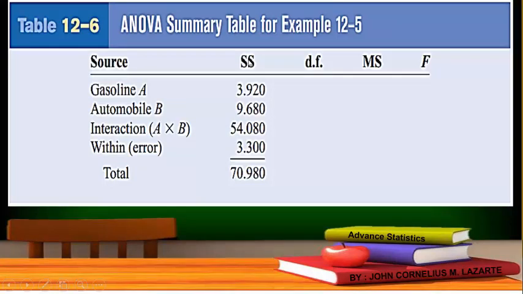Another given is the ANOVA summary table, which already has the sum of squares for factor A, which is the gasoline, factor B, which is the automobile, and the interaction between the gasoline and automobile, and also the within group error, and its total. So these things are given. We are not going to compute them anymore.